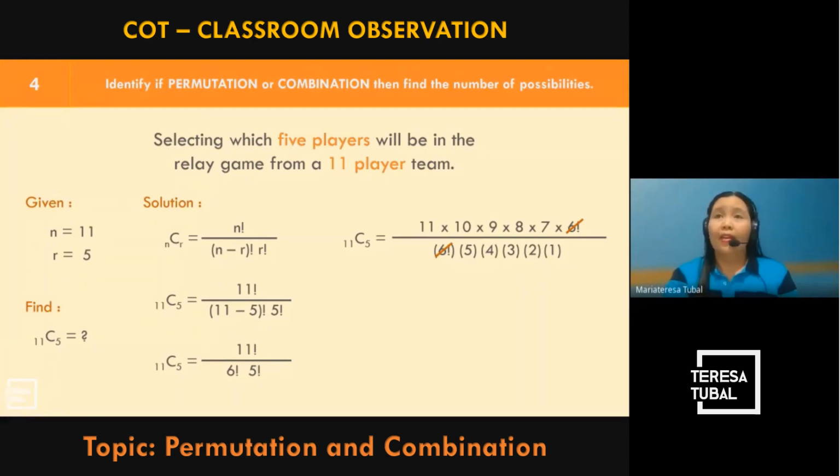Ma'am. Yes, Lazaro? 462 po. Okay, 462, correct. So let us see if 462 is the correct answer, despite we get the lowest term. Okay, alin kayo pwede i-lowest term natin?